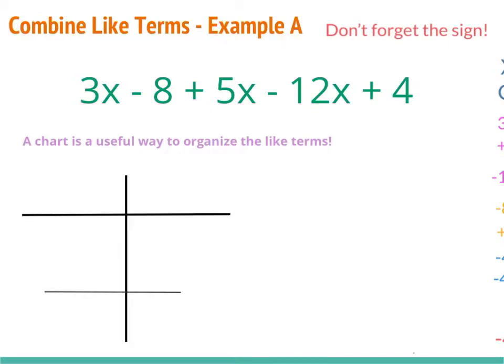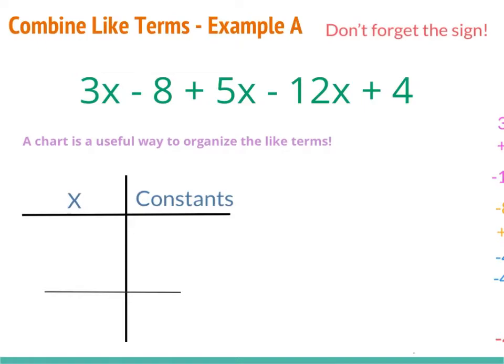So I've got one variable, so that variable is x, and the other type of number that I have here are constants. So I'm going to put the x's on one side to combine and the constants on the other side to combine, because I cannot combine x's and constants. They're different things. X's have variables and coefficients together, and constants are just constants. They don't have any variables.